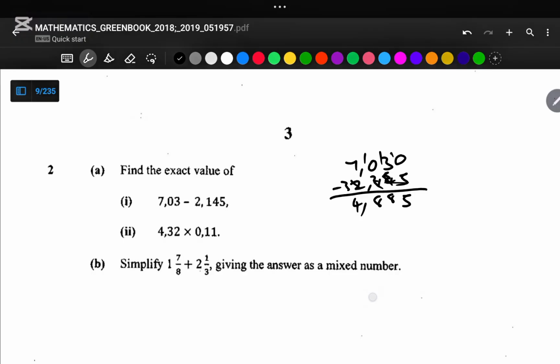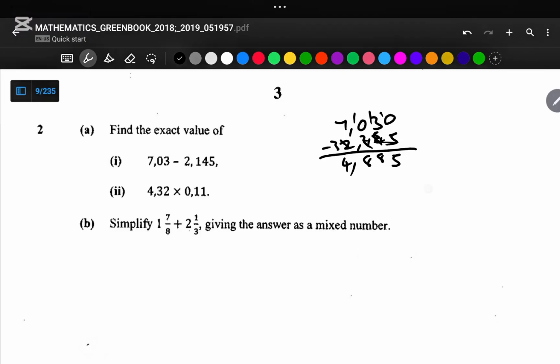Let us move on to the next part of our question, which says find the exact value of 4.32 times 0.11. So I'm going to calculate 4.32 by 0.11.